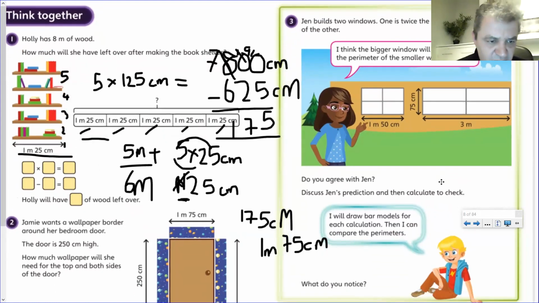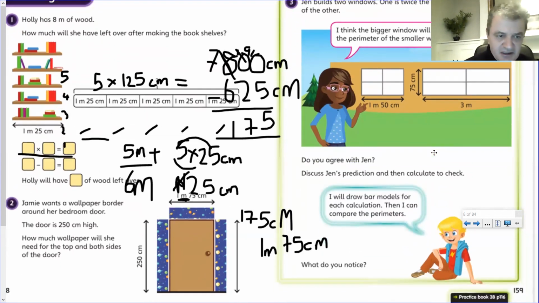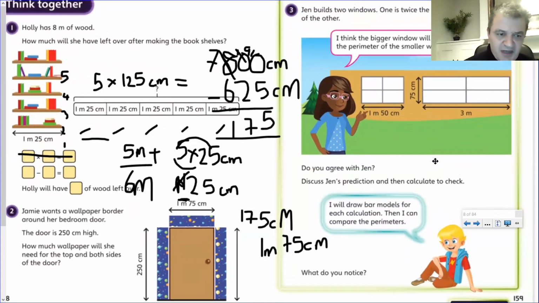Next question is, Amy wants a wallpaper border around her bedroom door. The door is 250 centimeters high. How much wallpaper will she need for the top and both sides of the door? So Amy wants a wallpaper border around her bedroom door. The door is 250 centimeters high. How much wallpaper will she need for the top and both sides?